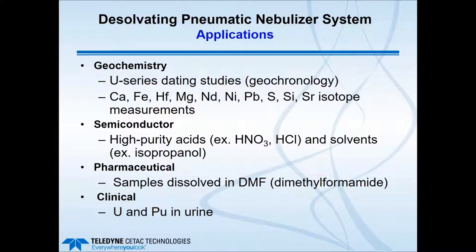I did mention semiconductor samples, and these can include things such as high purity acids that are used in silicon wafer processing and high purity solvents such as isopropyl alcohol. Some other applications that this type of system has been used for also include pharmaceutical samples dissolved in an organic solvent. Here again, we can use the membrane desolvator to remove organic solvent vapor. And looking at very low levels of particular elements in clinical samples, for example, there have been applications for looking at uranium and plutonium in urine. So a wide range of applications for the product, but we will concentrate on geochemistry in this webinar.